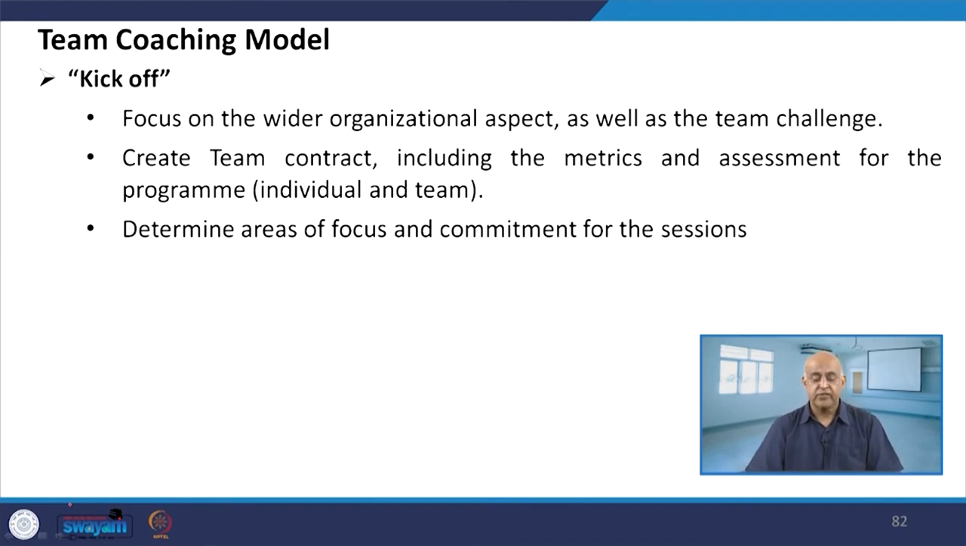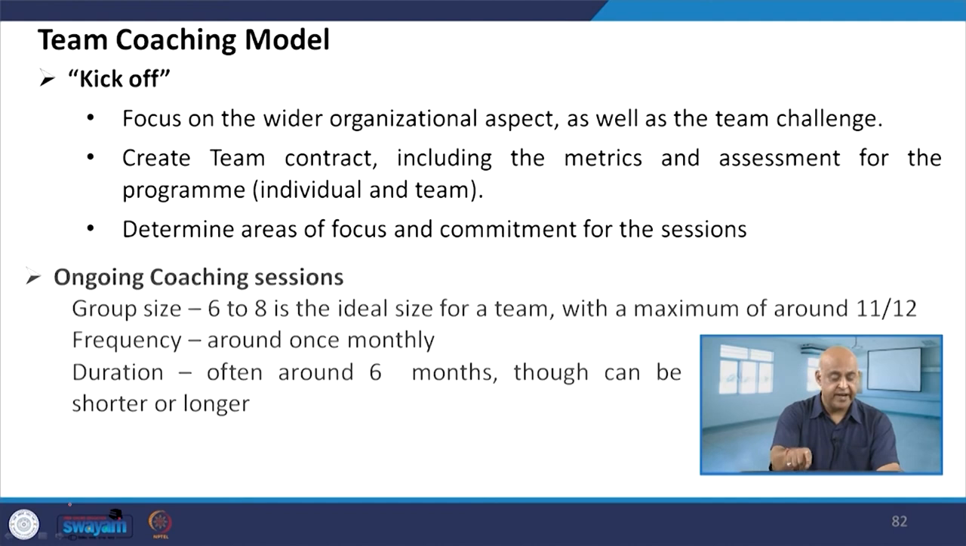So, focus on the wider organizational aspects as well as the team challenges there, and create the team contract, including the metrics and assessment for the program. This determines the areas of focus and commitment required for the sessions. Ongoing coaching sessions: a group size of 6 to 8 is the ideal size for a team. I have mentioned this earlier also, right?